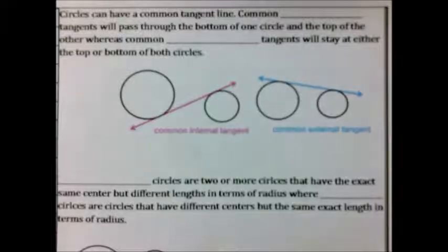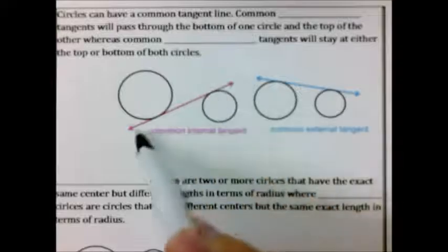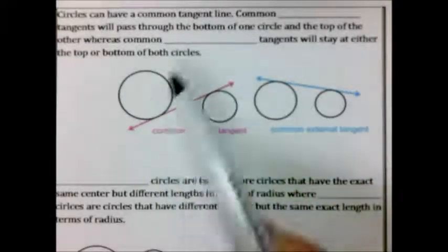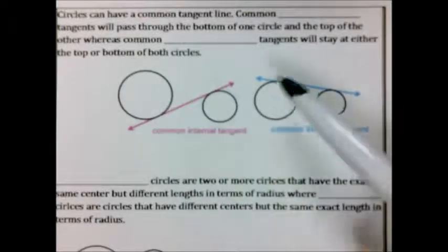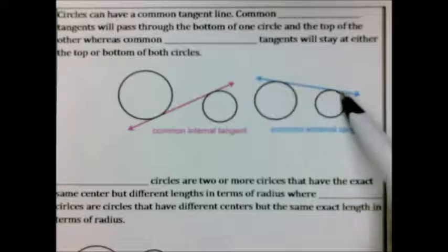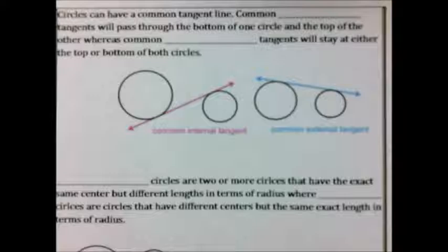Alright, it's important to know that circles can have a common tangent line, where multiple circles share a tangent line. Common internal tangents pass through the bottom of one circle and the top of the other circle. It's the bottom of this circle and the top of this circle. Those are called common internal tangents. Whereas common external tangents stay at either the top or bottom of the circles. See, these 2 are at the top of the circles. We could also have a line at the bottom here. Those would be common external tangents.